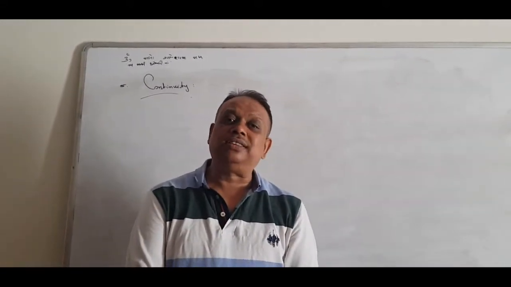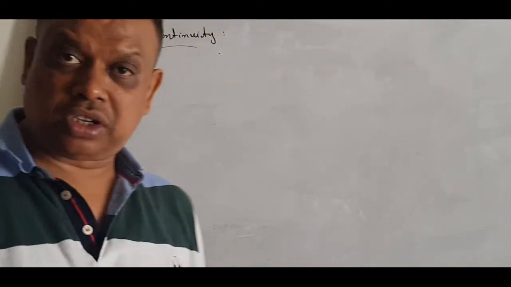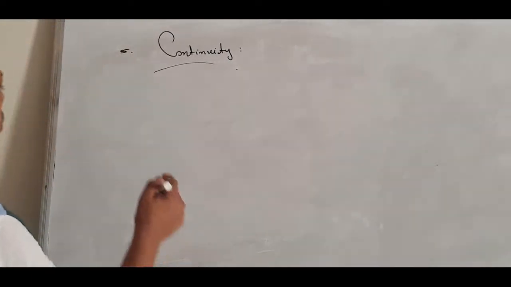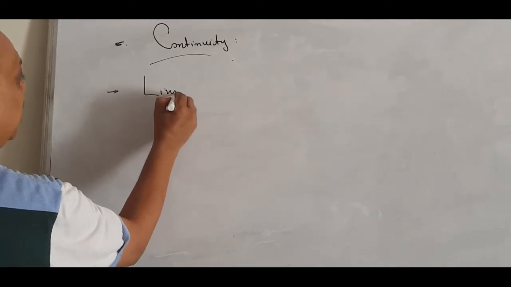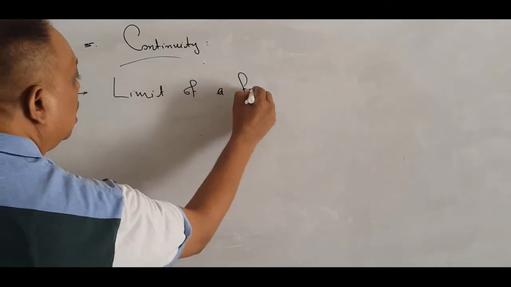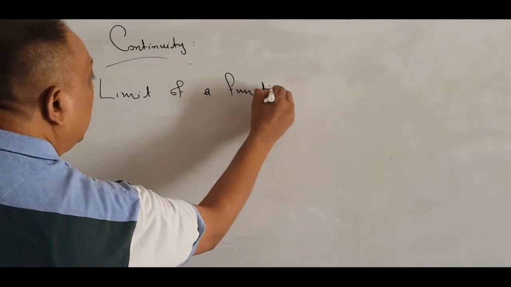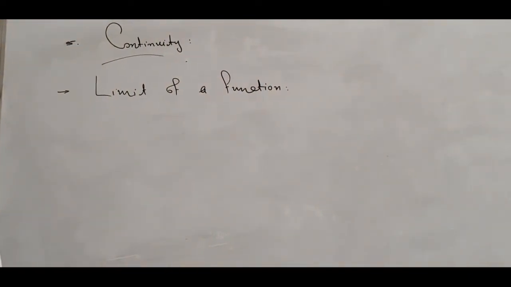Actually, both the things are different, continuity and differentiability. So the first thing we see is the continuity of the function. But before we go to the continuity of the function, first we see the limit of a function. This we have seen in the 11th standard. What is the limit of the function?